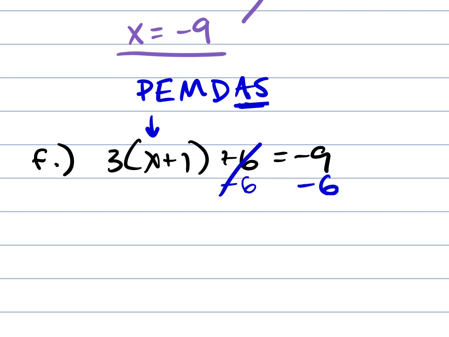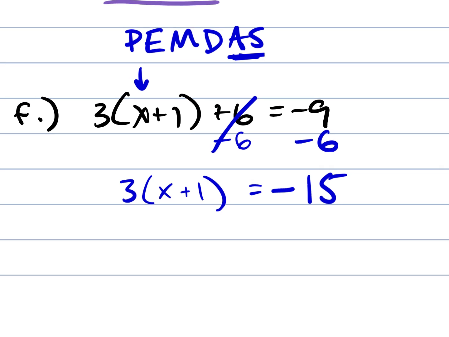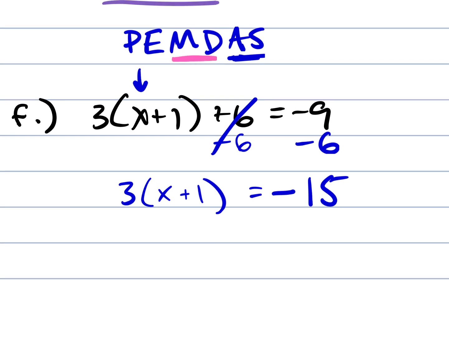So it'll cancel out on the left. So 3 times x plus 1 is equal to negative 9 minus 6. When you have a negative minus a positive, you add the two numbers together and it stays negative. So it'd be negative 15. Next, I want to move on to see if I have multiplication or division. So 3 is being multiplied to x plus 1. So to move it to the other side, I'm going to divide 3 on both sides. So to cancel, I have x plus 1 is equal to negative 15 divided by 3 would be negative 5.